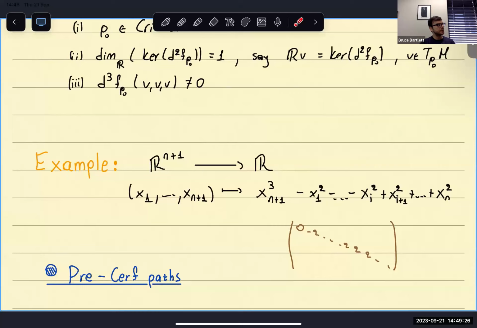Because, for example, if I put a 5 in front of the x cubed, then you could obviously just change coordinates. Well, you can change coordinates, yeah, exactly. And you can even put a minus here, but again, you can change coordinates and be okay. So again, the only thing that you have to keep track of is the index, just like you did for the Morse critical points.